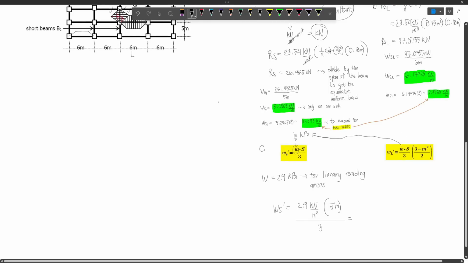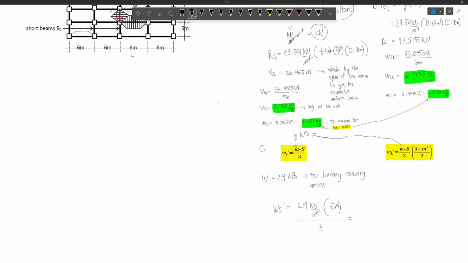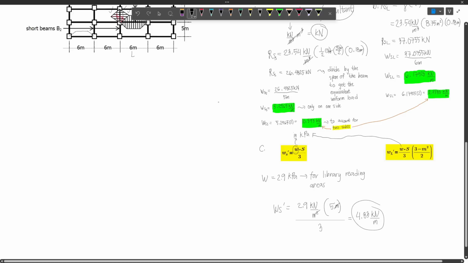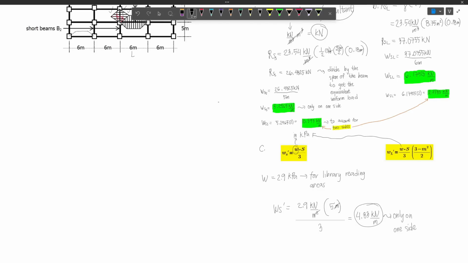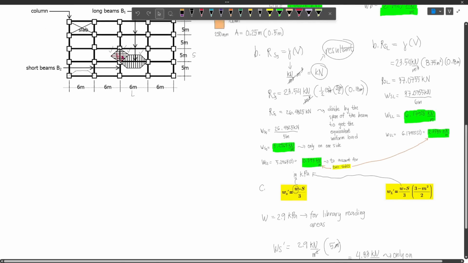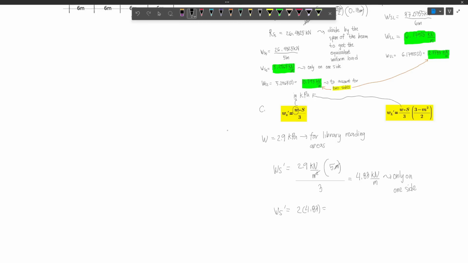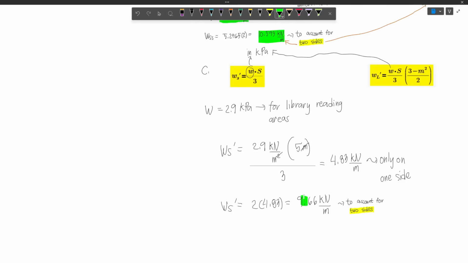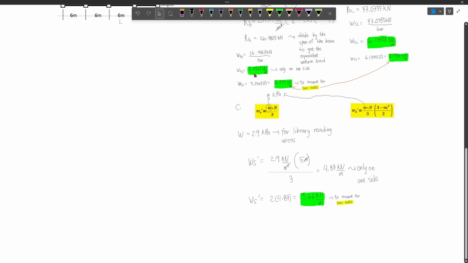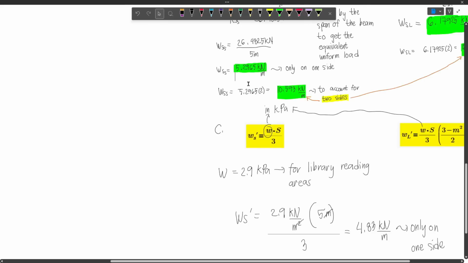And so, this will be ito magka-cancel and also ito, and then we will get 4.83 kN per m. Now this just accounts for one side, and so we will have to multiply this by 2 to account for the two sides. Kasi again, meron tayong dalawang sides dito, and so our actual WS prime will be 2 times 4.83, which is 9.66, and then kN per m. And so this will be our answer. Now I'll just remove yung highlight dito so that you won't be confused.